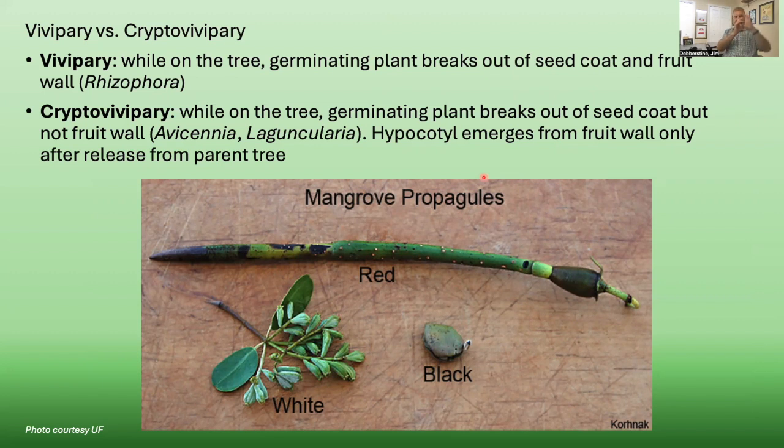You got the seed inside of there and you got the fruit on the outside of it. Well, in essence, with cryptovivipary you get germination occurring, but it doesn't actually stand out from the fruit itself. So it doesn't poke out of that fruit. The hypocotyl emerges from the fruit wall only after it's been released from the parent tree. So this is the difference between the Avicennia and the Rhizophora.